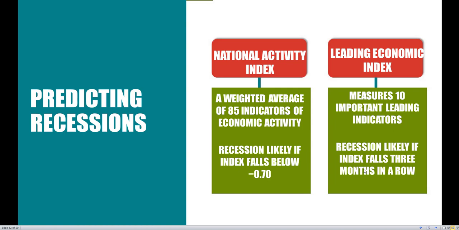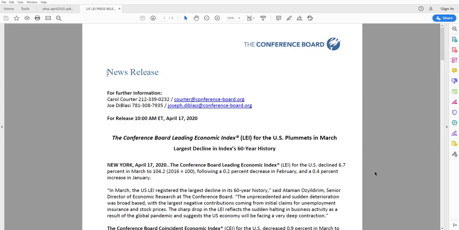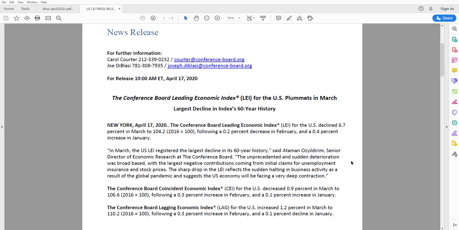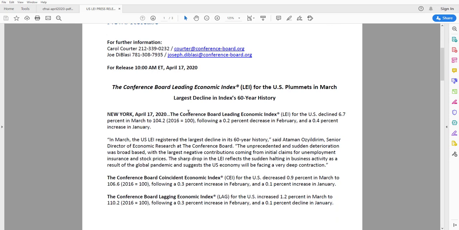So let's go ahead and take a look in application at what the leading economic index looks like right here. And like the National Activity Index, they release it every single month, so you can go ahead and Google the press releases to see what they see every single month. As you can see right here, the Conference Board Leading Economic Index for the U.S. declined 6.7% in March to 104.2, following a 0.2% decrease in February and a 0.4% increase in January.